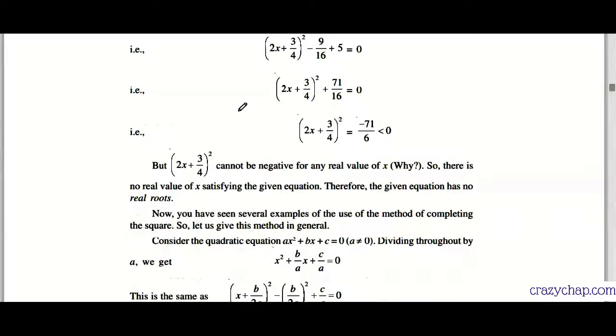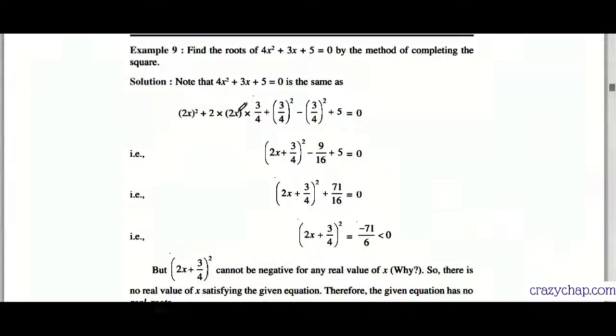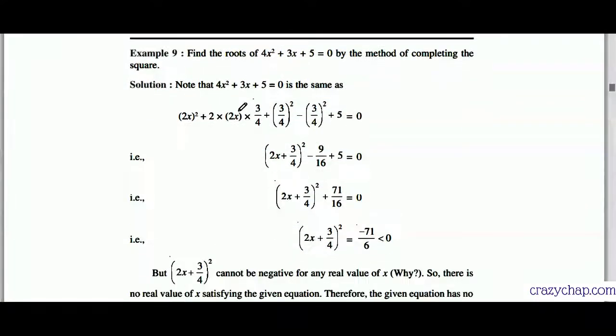Remaining questions you can do. Let's do one question here. That's a nice one, very important. We'll get a different kind of result. Question number 9, example 9.